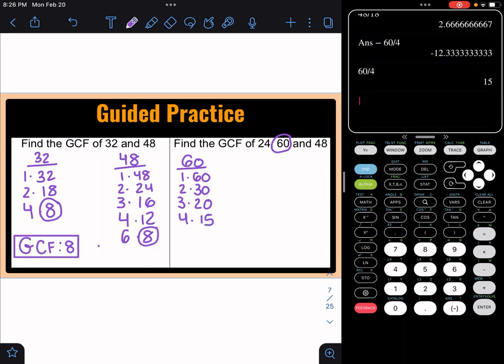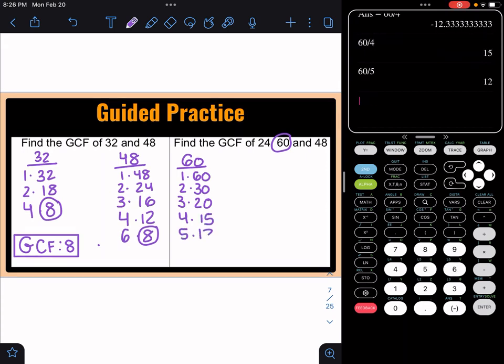4 and 15, 60 divided by 5, 5 and 12. 6 and 10. 7's not going to work. Does 8 work? 8 doesn't work. 9, no.